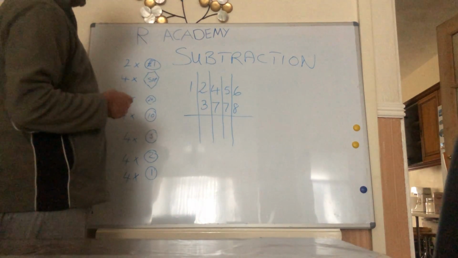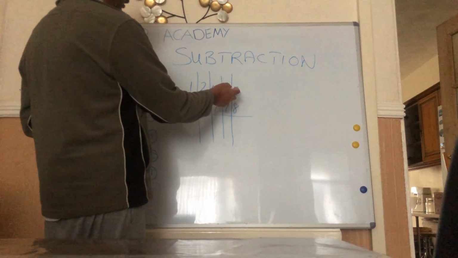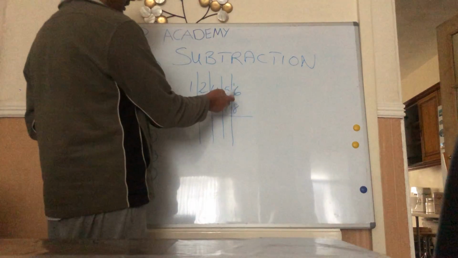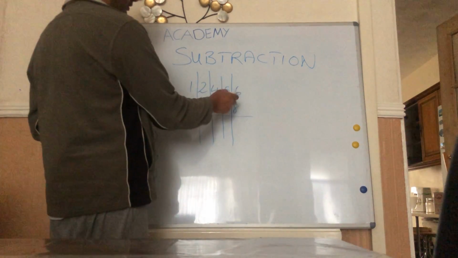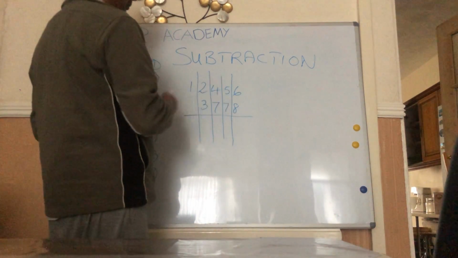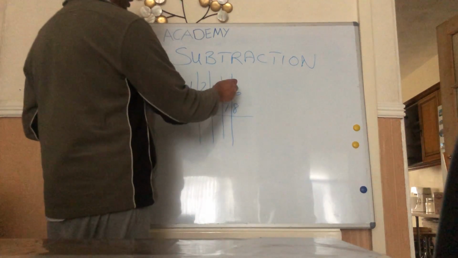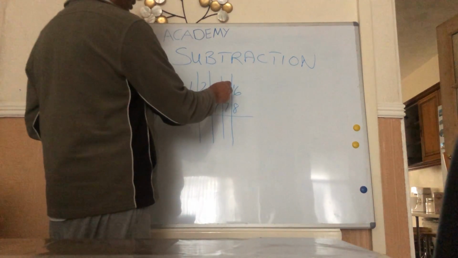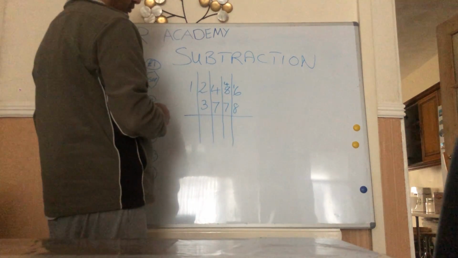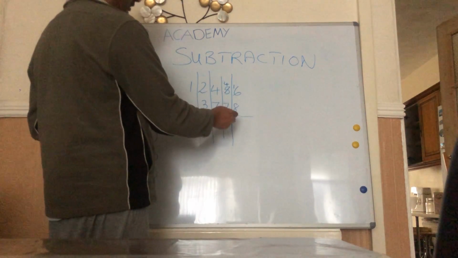Then you can use your modern method of borrowing 1, because obviously if you look at 6, you can't minus 8 from 6. It'll be minus 2, so that doesn't make sense. So basically you borrow 1. And if you borrow 1 there, you have to borrow 1 from here. That becomes a 4. So now it's 16 minus 8 equals 8.